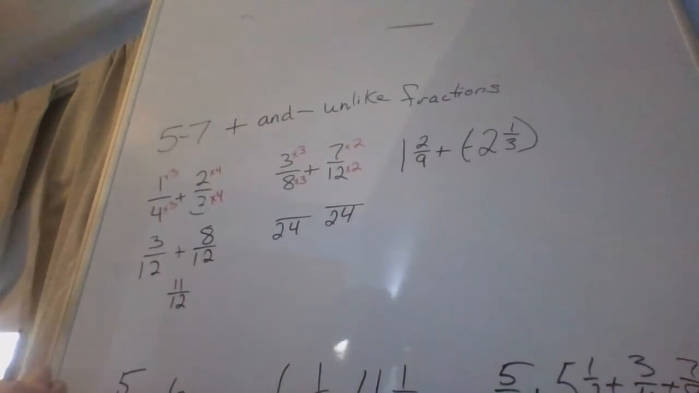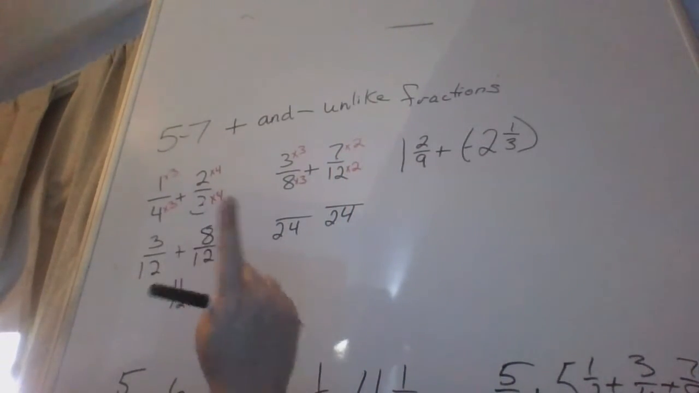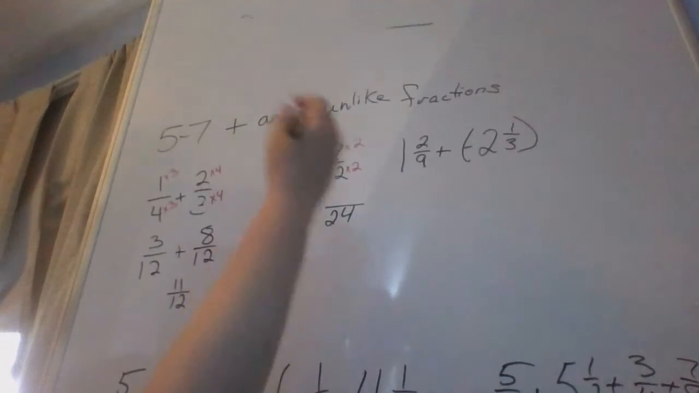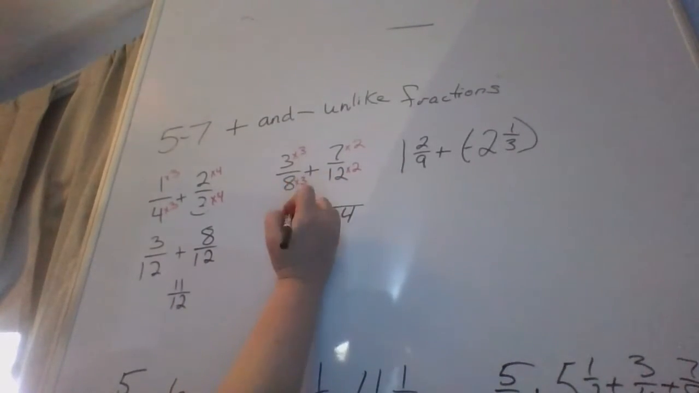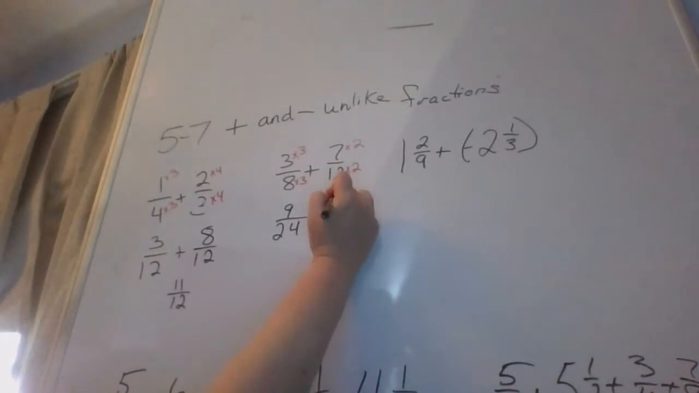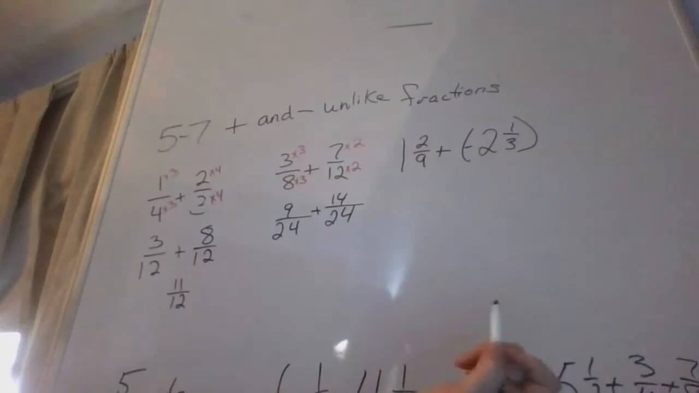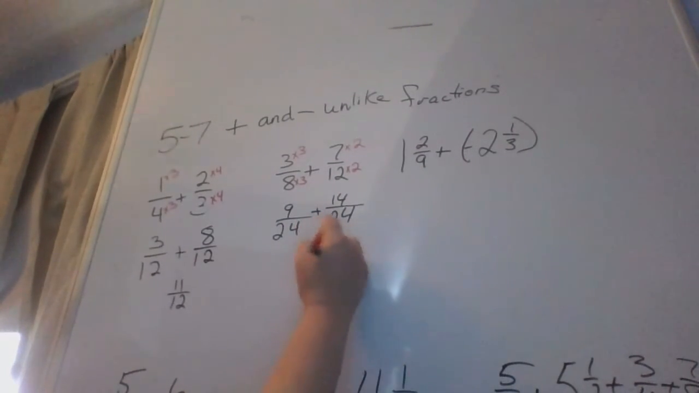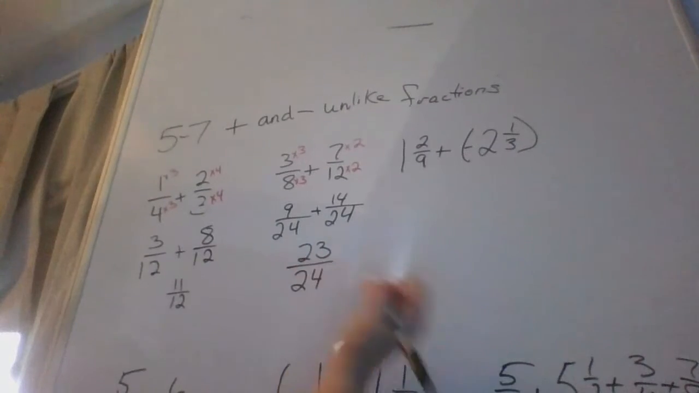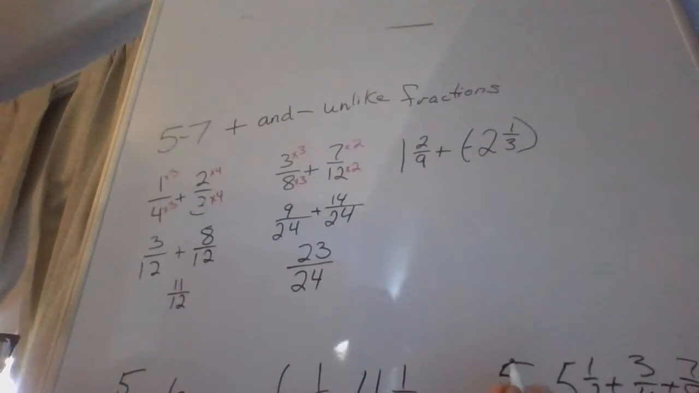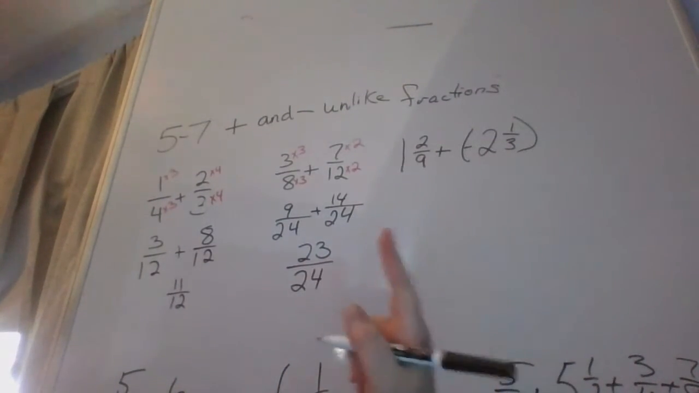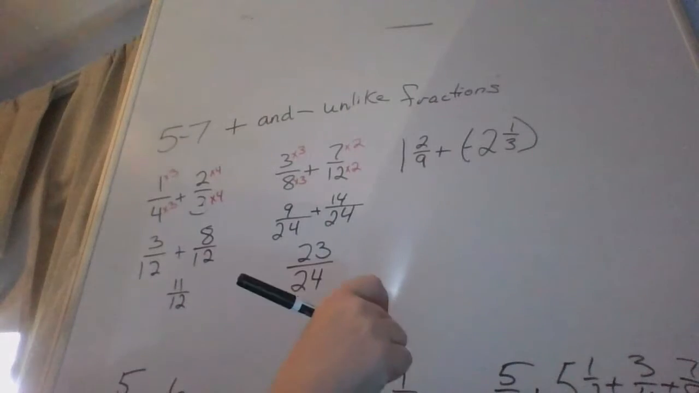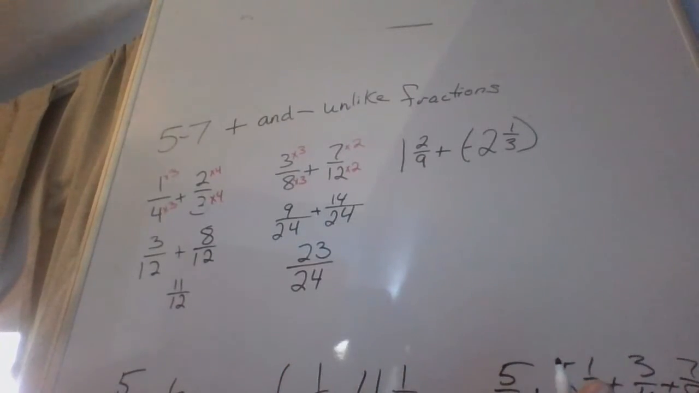Remembering in the same fraction, I have to multiply by the same thing on the top and the bottom. So now I'm going to do that. 3 times 3 is 9. 7 times 2 is 14. I'm adding here, so now I add 14 plus 9. I get 23. And they are still broken into 24ths. 23/24.